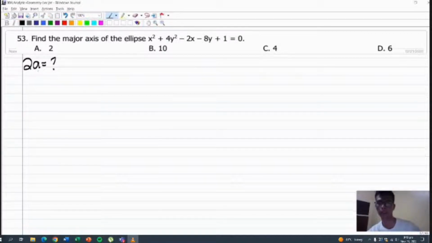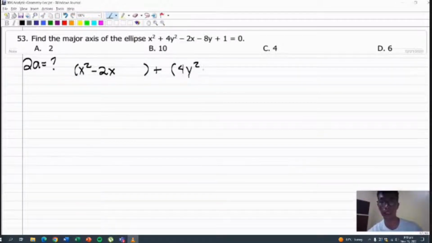So kunin lang natin, completing the square pa rin. So hindi lagi talagang completing the square ang ginagamit natin sa conic section. So si x square ay may kasamang negative 2x. So ito ang i-complete natin yung square. And then si 4y square naman ay mayroong kasamang negative 8y. And ito naman yung i-complete natin yung square. And then yung positive 1 ay magiging negative 1.